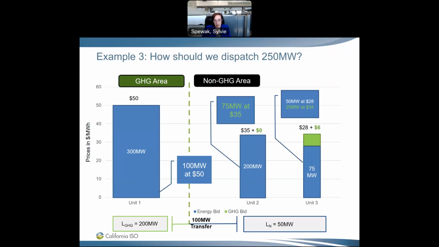So how do we set prices? Well, we can start with the easy one. If we increase load in the GHG area from 200 to 201, the 101st megawatt would come from Unit 1 at $50 per megawatt hour, and that sets the LMP in the GHG area.